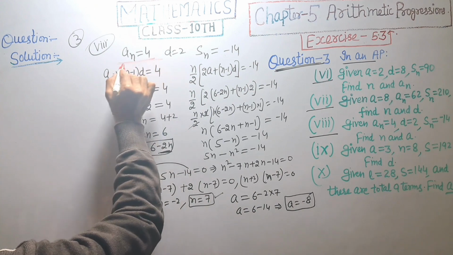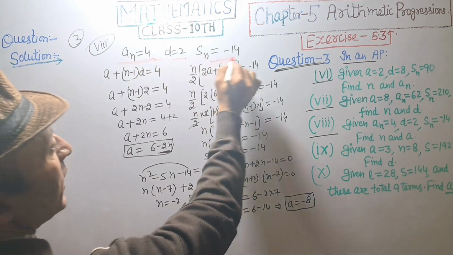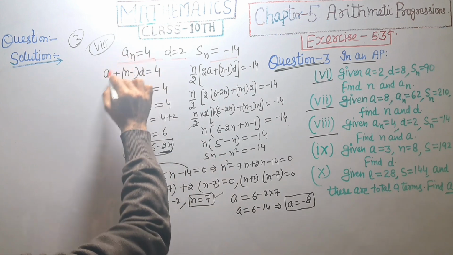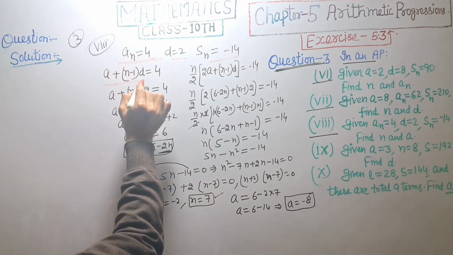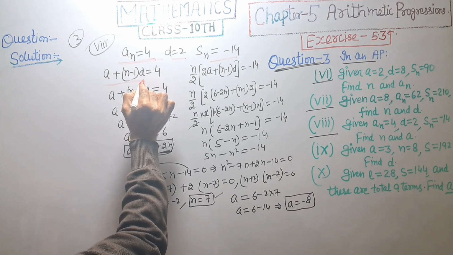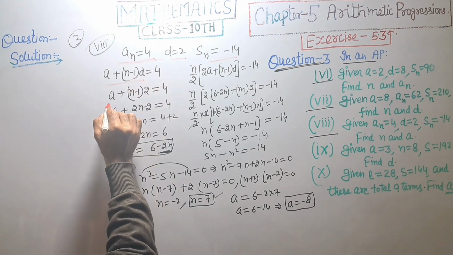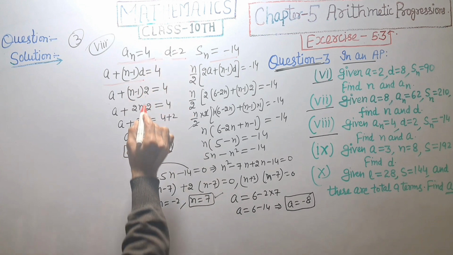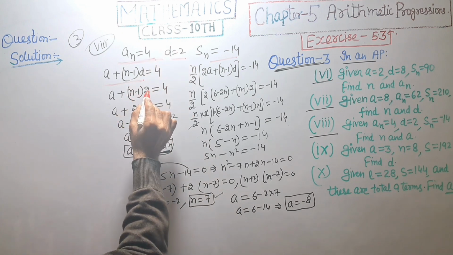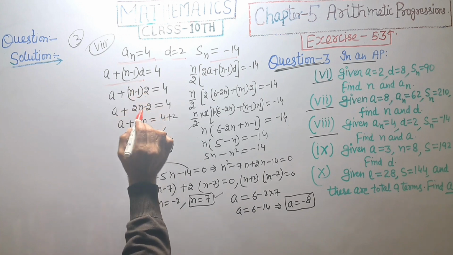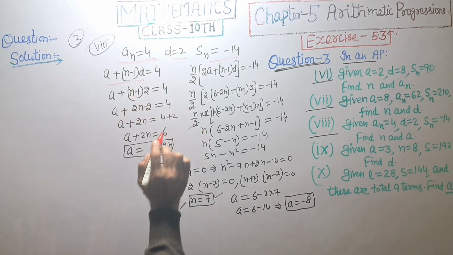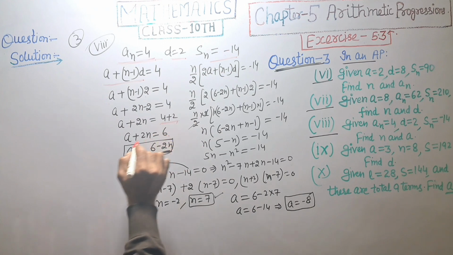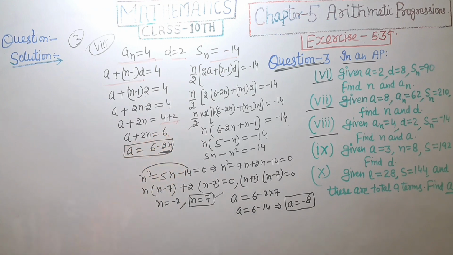Given an is equal to 4, d is 2 and Sn is minus 14. We are applying the formula an is equal to a plus n minus 1 into d, equal to 4. A plus n minus 1 into d, where d is 2, is equal to 4. Multiplying 2 with n and 2 with 1, that is minus 2, and shifting to the right side, 4 plus 2 is equal to 6, so a plus 2n is equal to 6.